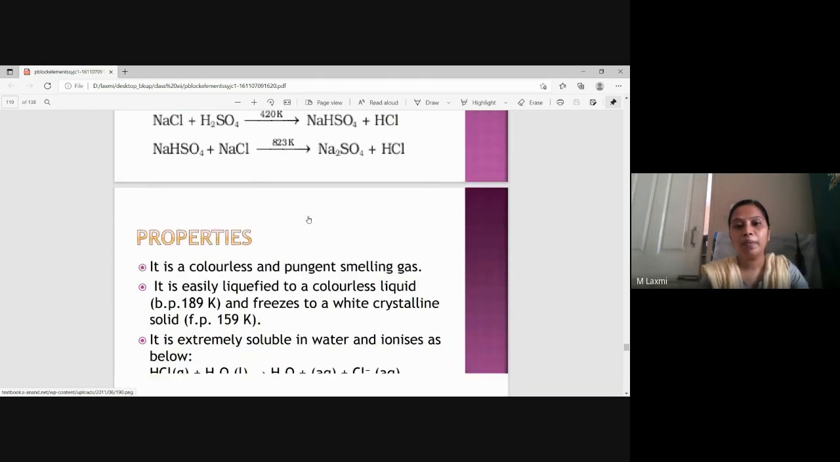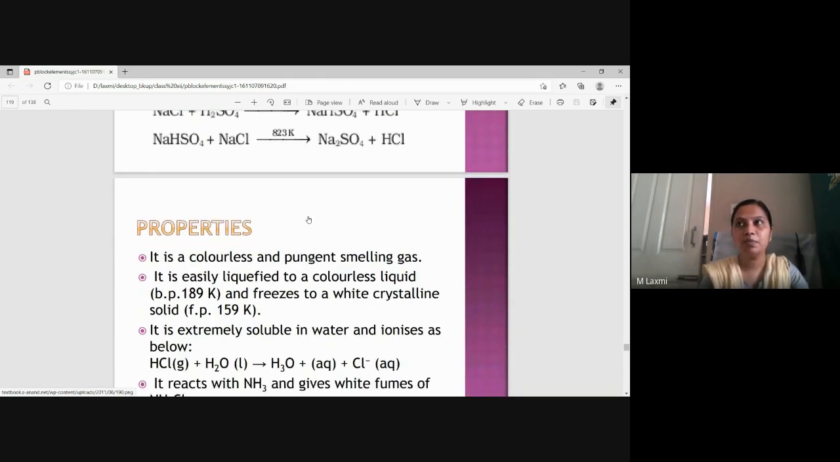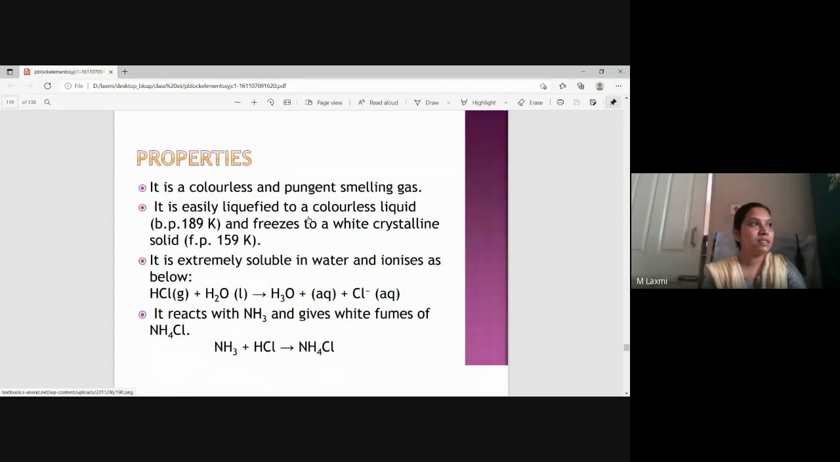Moving to physical properties, it's a colorless, pungent smelling gas. You can easily liquefy it to a colorless liquid. The boiling point is 189 Kelvin. Its freezing temperature is 159 Kelvin. So it's a colorless liquid. Upon freezing, it will be converted to a white crystalline solid. It is soluble in water and has an ionization reaction.